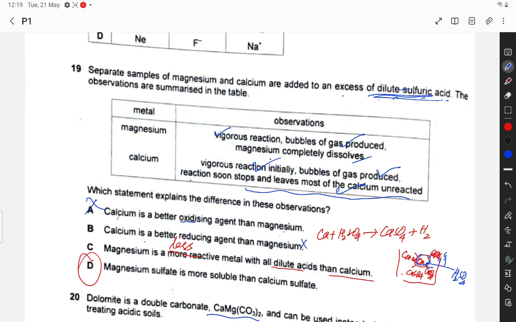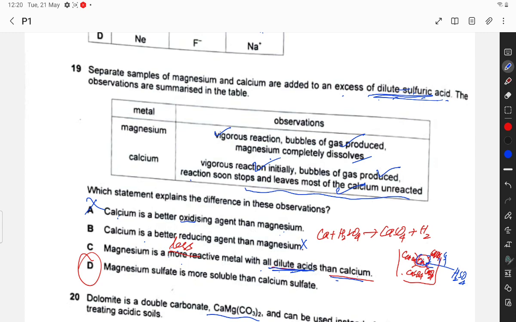Magnesium is less reactive metal with all dilute acids than calcium. Magnesium is actually more reactive, so this statement is not correct. Calcium with sulfuric acid is reactive, a vigorous reaction, but due to the formation of a precipitate, it becomes unreactive.